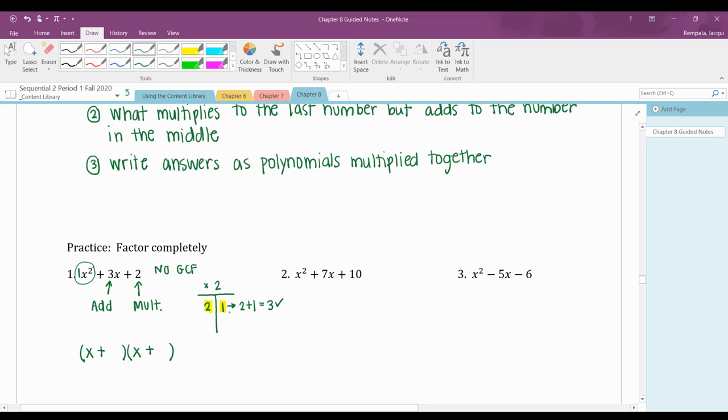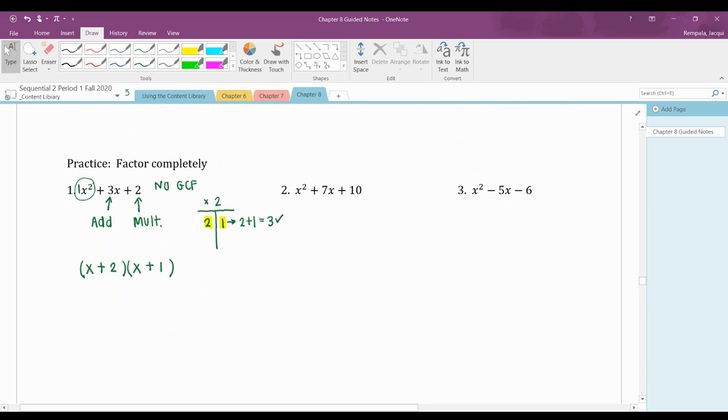And then literally the numbers that I just highlighted in the chart are going to be the ending of each binomial. So one of those has to be a 2, and one of those has to be a 1. I could technically switch it. I could put the 1 first and the 2 second. That is okay. But if you need to, we could always double check that this is my answer, okay?